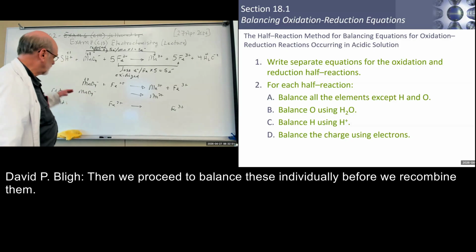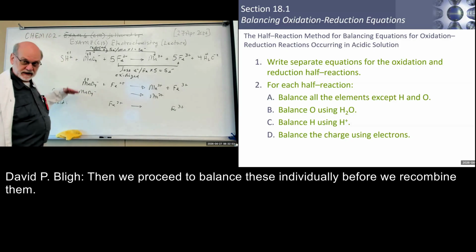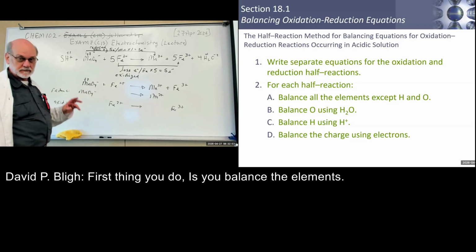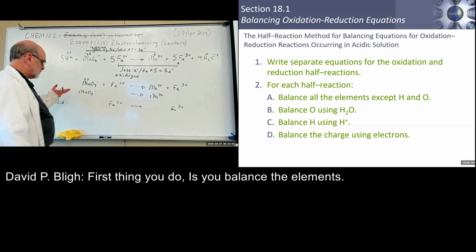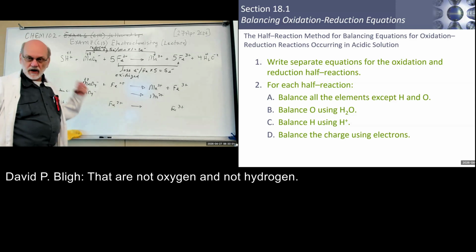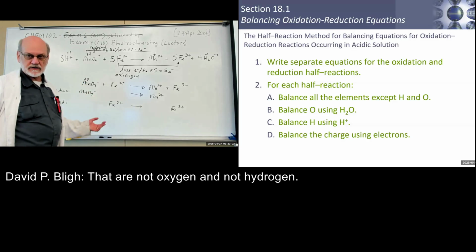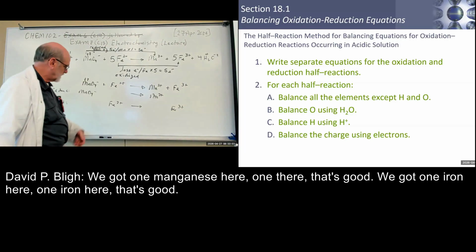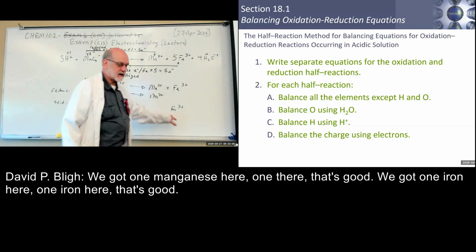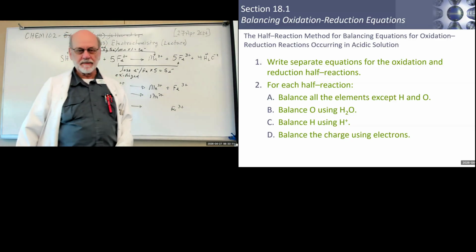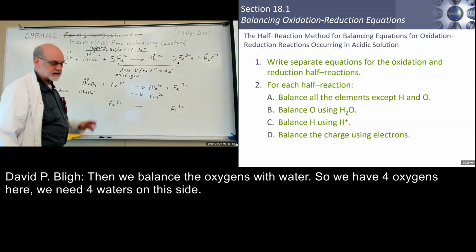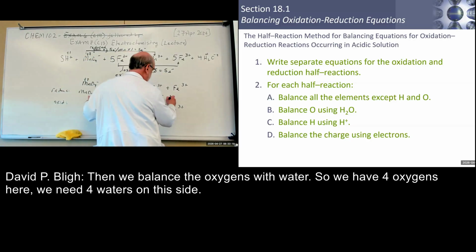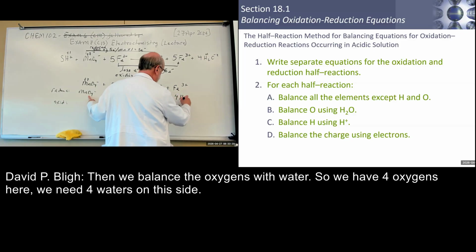Then we proceed to balance these individually before we recombine them. First thing you do is balance the elements that are not oxygen and not hydrogen. We've got one manganese here, one there. That's good. We've got one iron here, one iron here. That's good. Then we balance the oxygens with water. So we have 4 oxygens here, and we need 4 waters on this side.